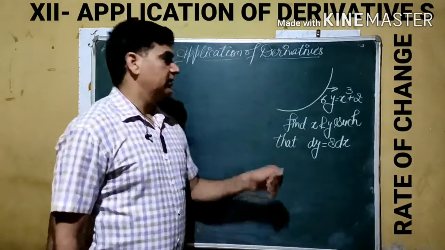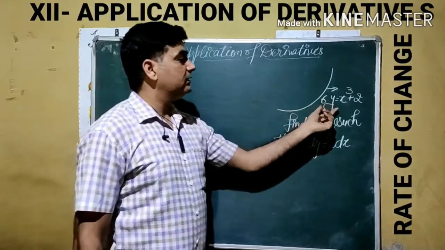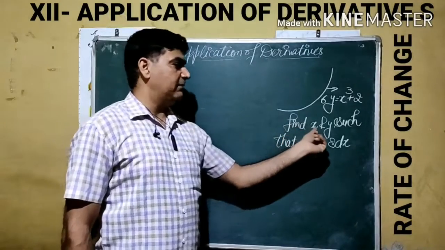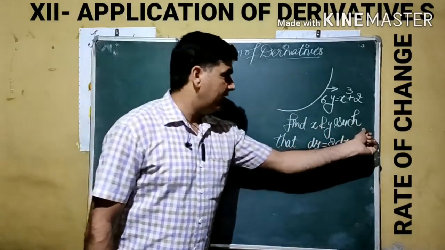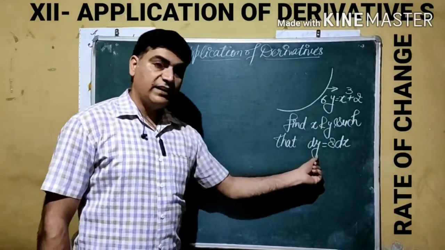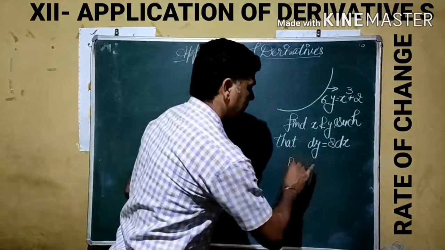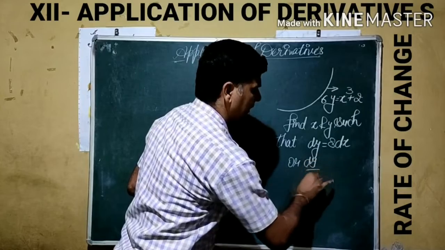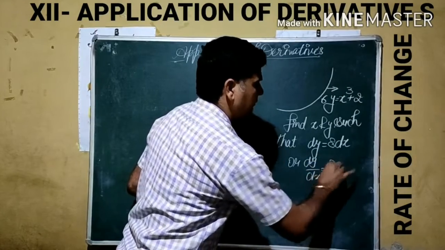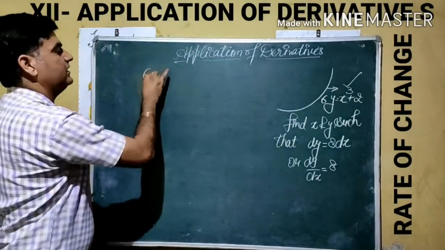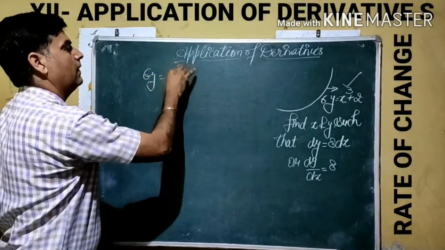The next question is, there is a curve with equation 6y is equal to x cube plus 2. Here we have to find the point, means the value of x and y, such that the change in y is 8 times the change in x. We can also say it like this, dy by dx is equal to 8. This value is given. So we are starting from the curve, given by 6y is equal to x cube plus 2.